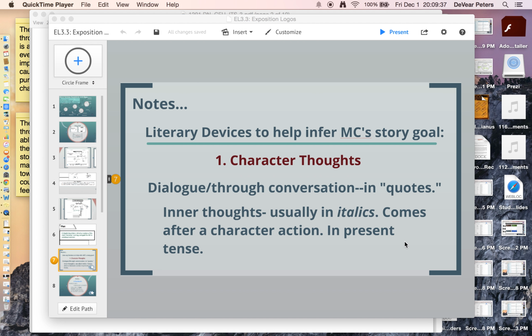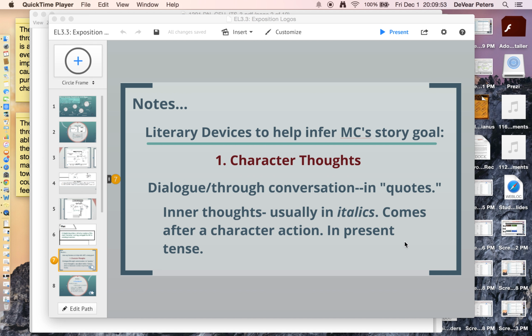that the exposition helped you infer the goal for your main character. Today we talked about three literary devices that can be used in an exposition to help us think about how we learn about the main character's goal, or in other words, his or her conflict or motivation for this story.